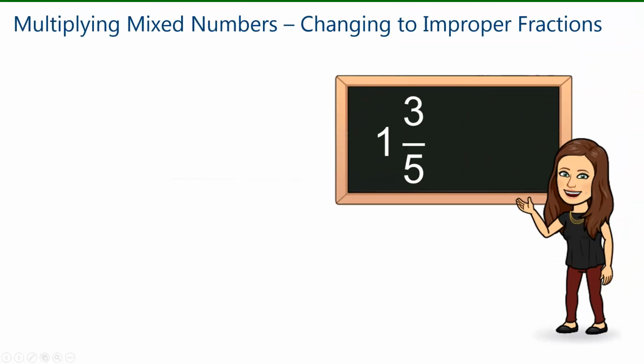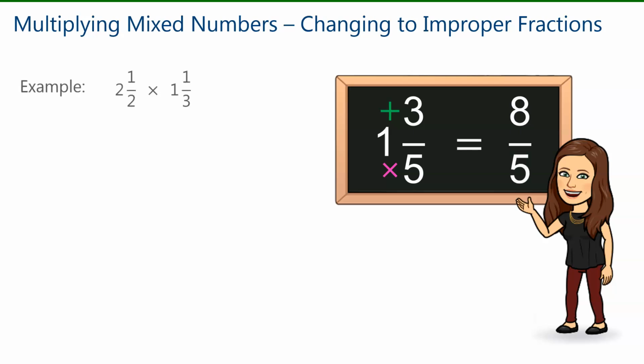If you recall how to change mixed numbers into improper fractions, we multiply the denominator by the whole number, so 5 times 1 is 5, and then we add the numerator. In this case we add 3. So 5 plus 3 gives us 8, and we keep the denominator the same, which is 5. So if I give you the example 2 1/2 times 1 1/3, I could change each of those mixed numbers into improper fractions first. So 2 1/2 becomes 5/2, and 1 1/3 becomes 4/3.